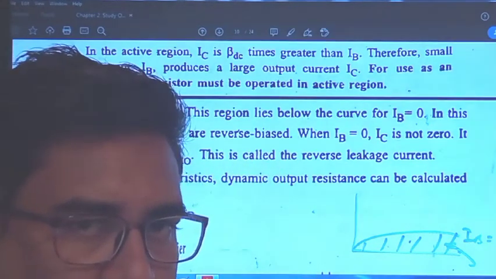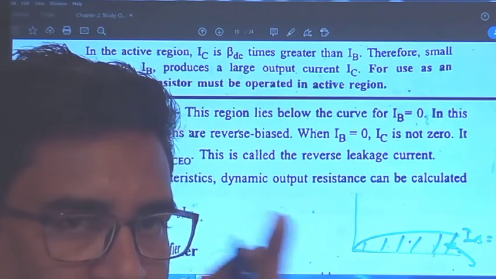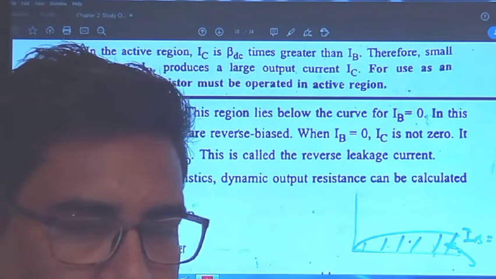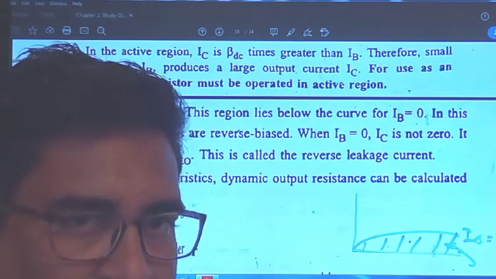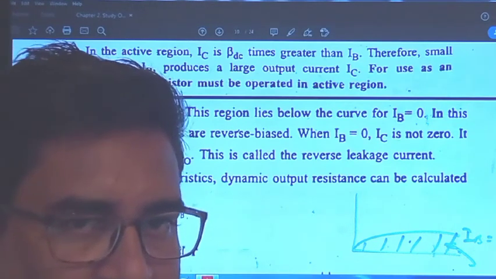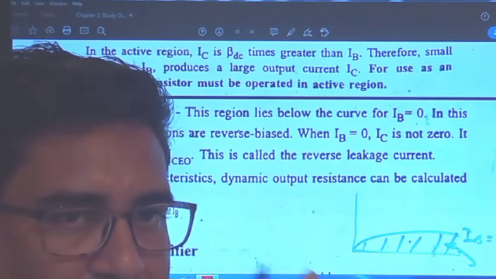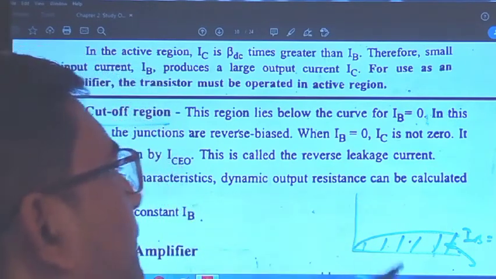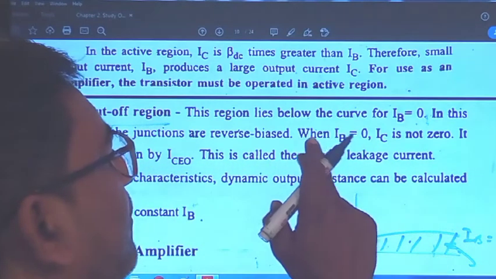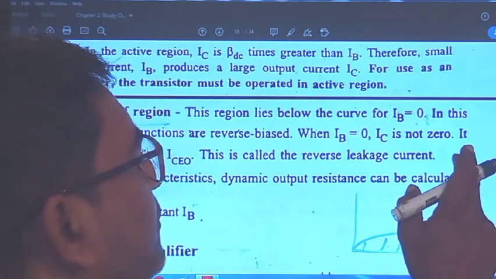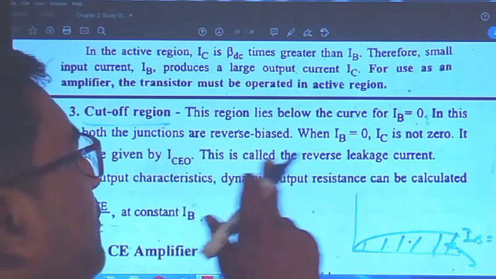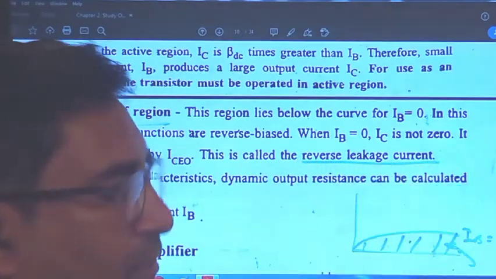So the thing to keep in mind is that in saturation, both the junctions are forward biased. In cutoff, both are reverse biased, and only in the active region, one junction is forward biased and the other junction is reverse biased, that is emitter to base and collector to base or collector to emitter. This is called the reverse leakage current. When IB is equal to 0, the collector current is not 0; it has a value given by ICEO. It is called the reverse leakage current.